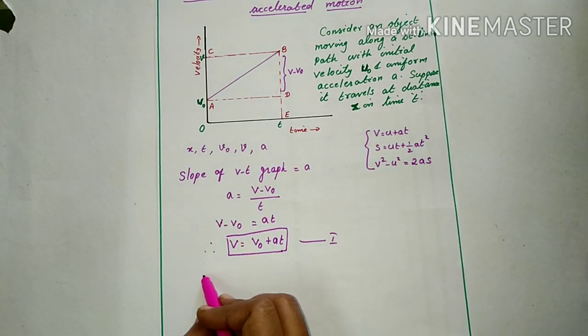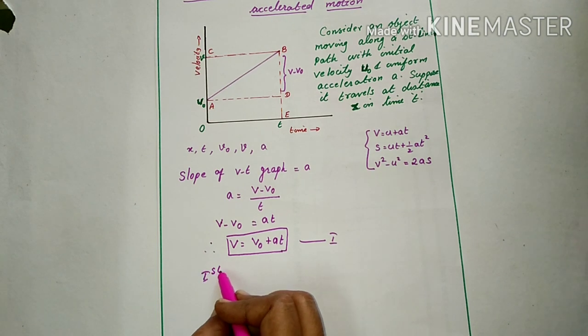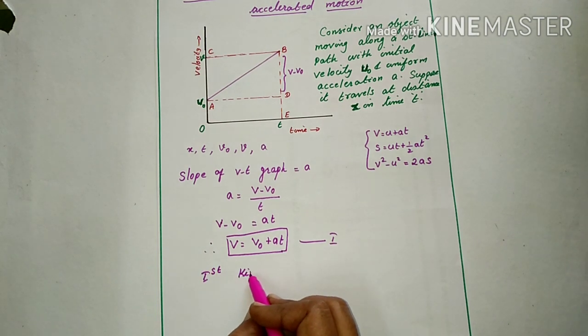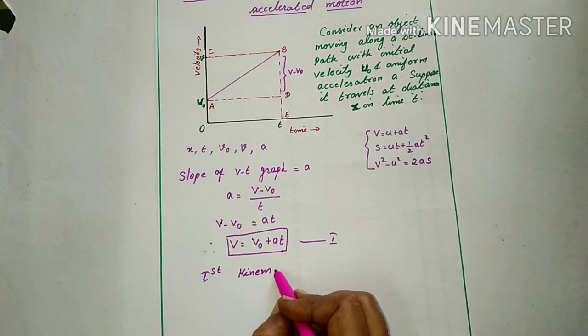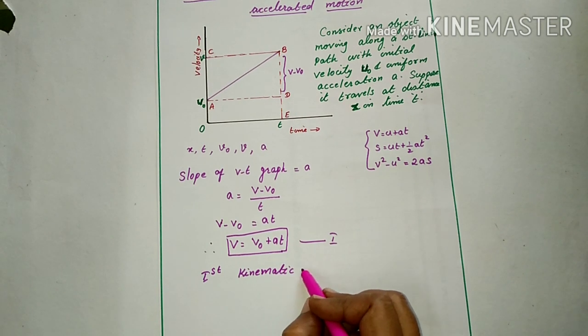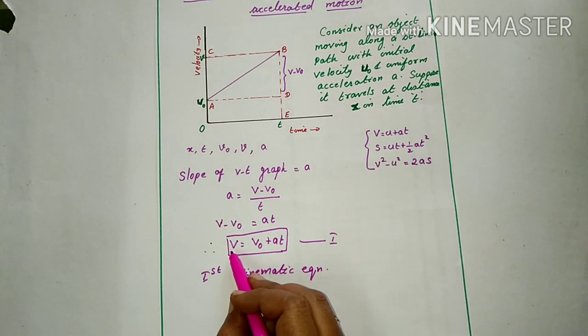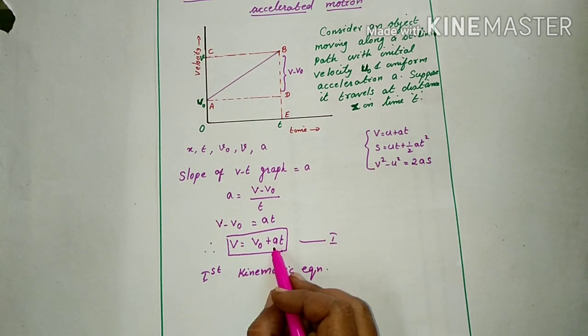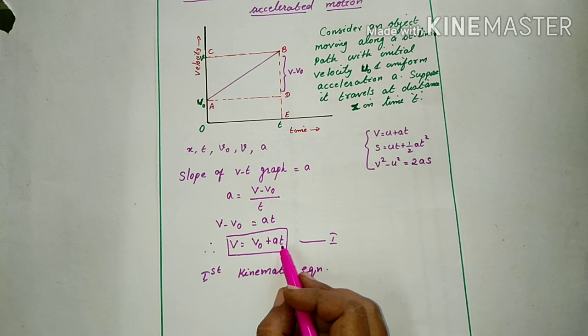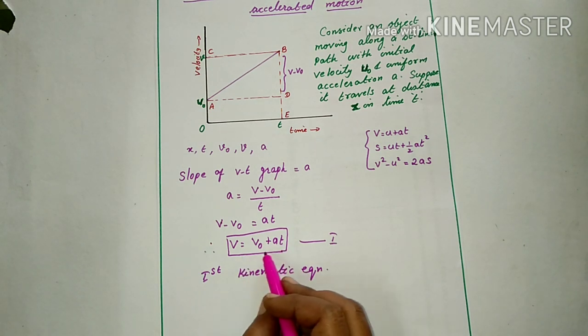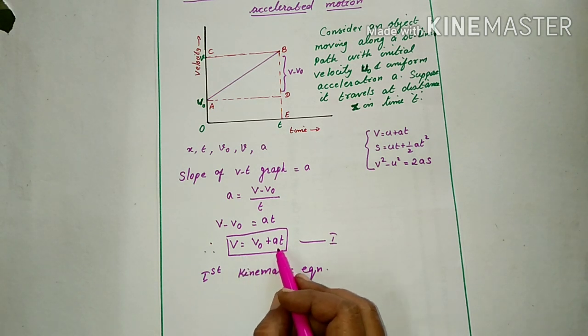Okay, first kinematic equation. This first kinematic equation gives the relation between initial velocity v0, final velocity v, acceleration a and the time. That is v equal to v0 plus at.